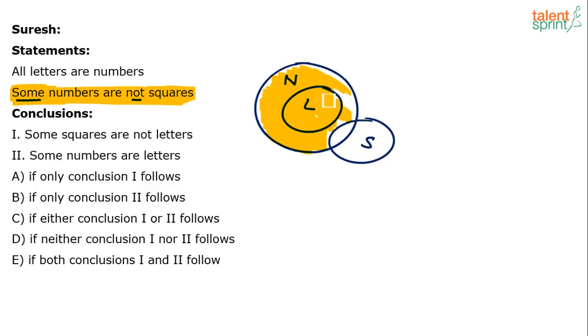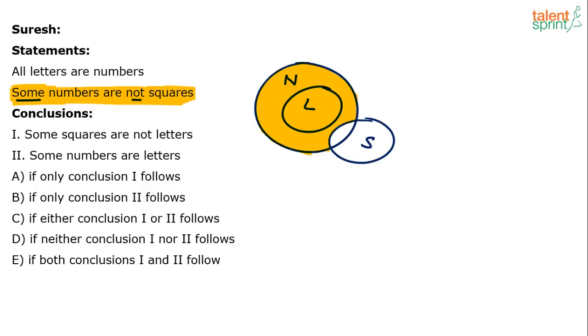The problem, as I have always mentioned, is that for "some A's are B's" and "some A's are not B's", the basic diagram is the same, but the region that we refer to is different. If it was some numbers are squares, we would have referred to the overlapping region. But when we say some numbers are not squares, we refer to the external region. So some numbers are not squares represents this orange area.